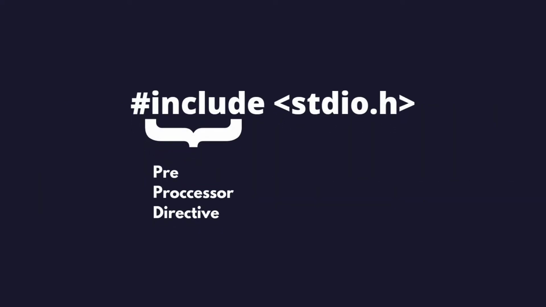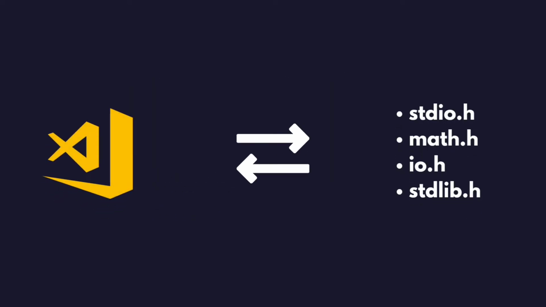Here, the #include is the preprocessor directive. It means that before the compilation or the execution of the program even starts, my C code editor runs and fetches the stdio.h from the included C library.